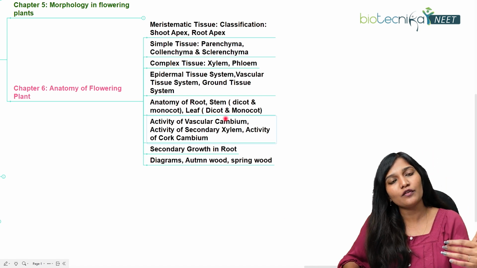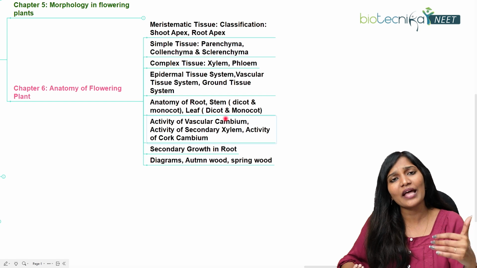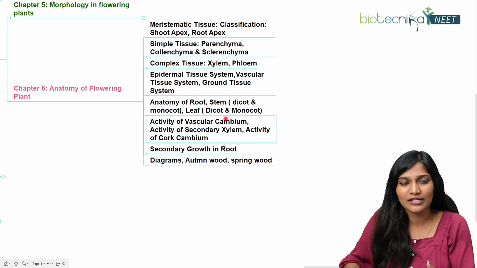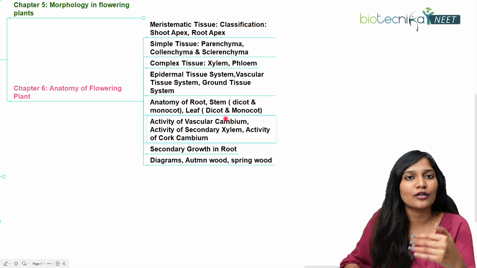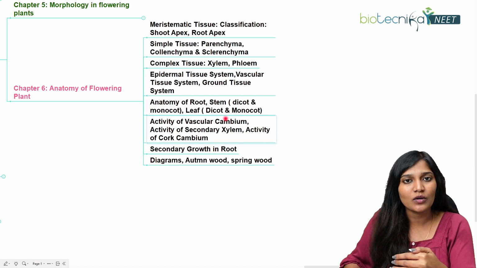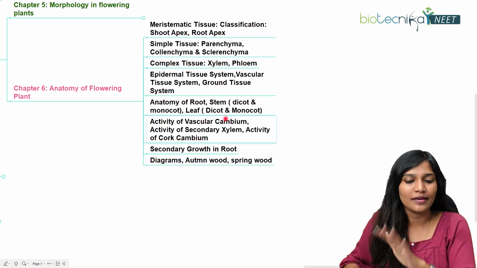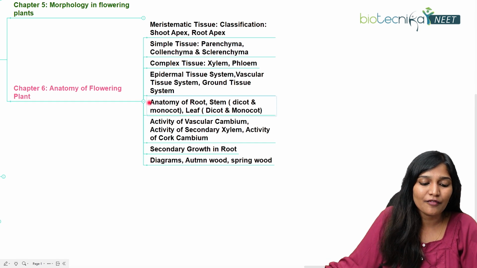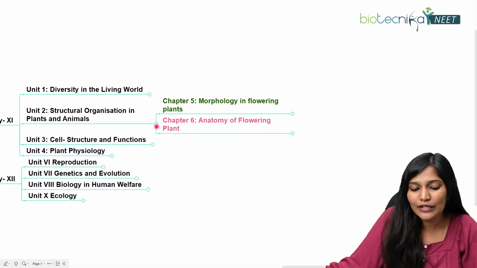So study anatomy of monocot stem and then go in for the primary growth of the monocot stem. Then take up the anatomy of the dicot stem and the primary growth of the dicot stem, the secondary growth of the dicot stem. Like this, if you study, it's going to be easy. If you read it according to the sequence of the book, it's kind of difficult.